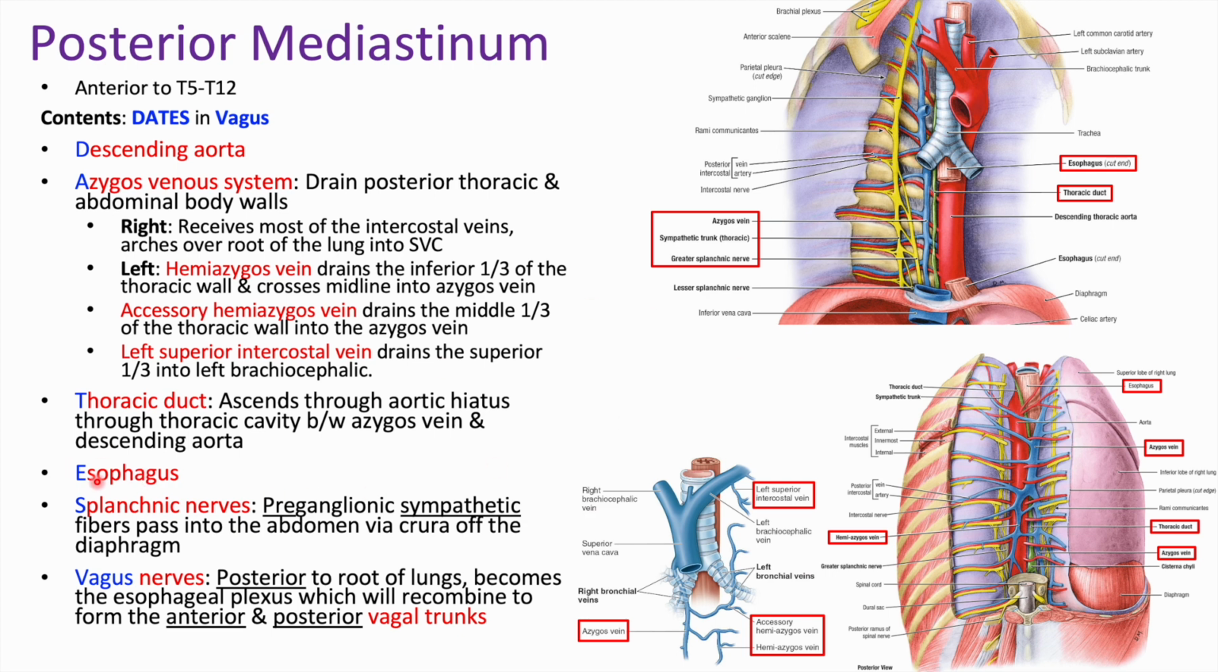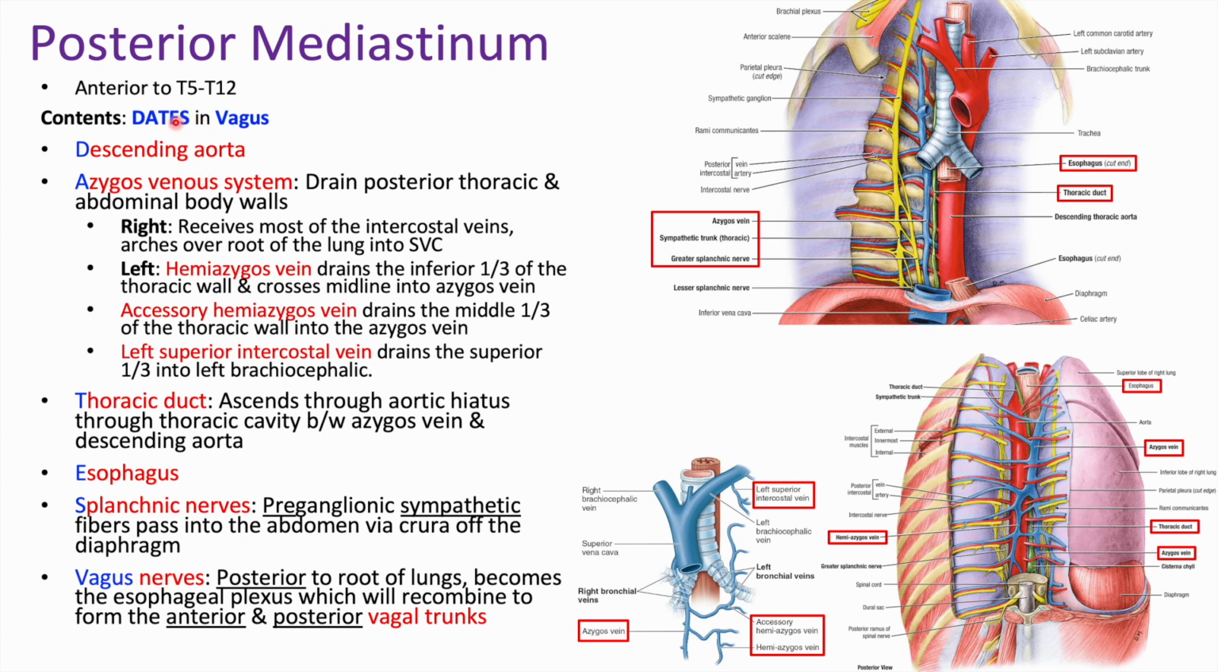In this section, we're also going to have our esophagus. And so you can see that here, it's been resected in this picture. But the esophagus is going to run down here. We're also going to have our splanchnic nerves, which are going to be preganglionic sympathetic fibers that are going to pass into the abdomen via crura off the diaphragm. And so think back to what the splanchnic nerves were in the first unit, but we're going to have those here coming down to go into the abdomen.